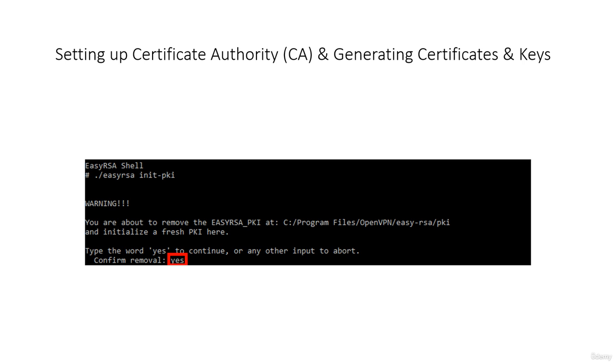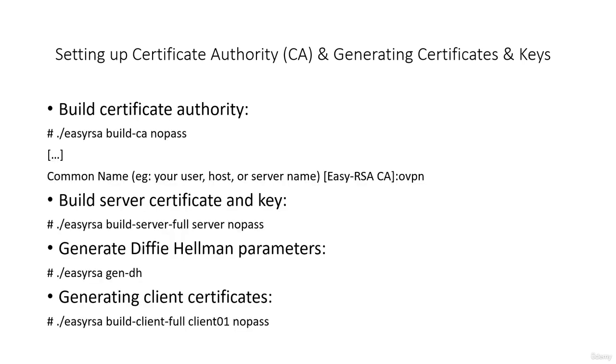Then we need to build our certificate authority inside the terminal, so we type this command. Then we need to build our server certificate and keys, so just type this command. And then we need to generate the Diffie-Hellman parameters, which is easy. This line in the command prompt will generate the Diffie-Hellman parameters.